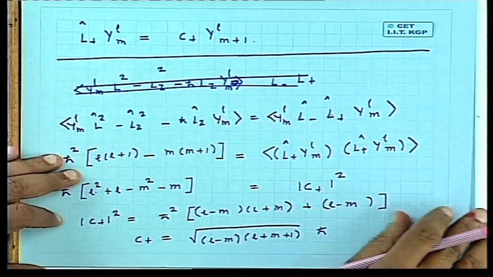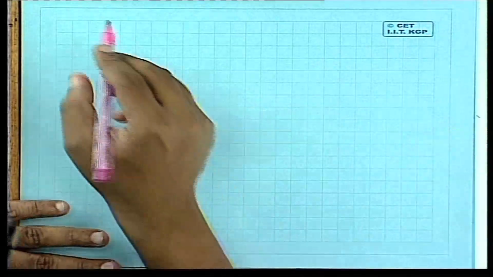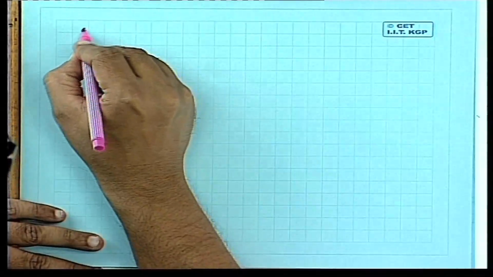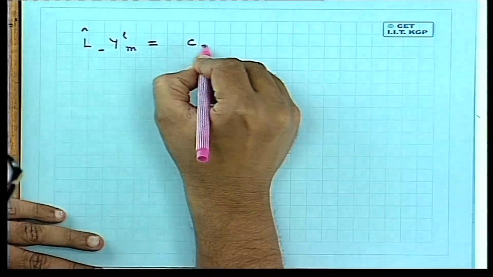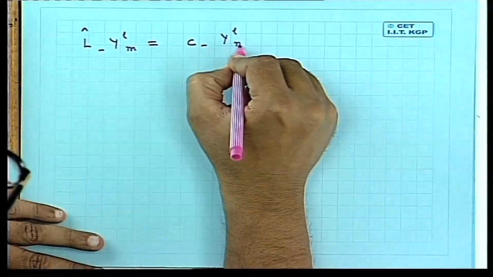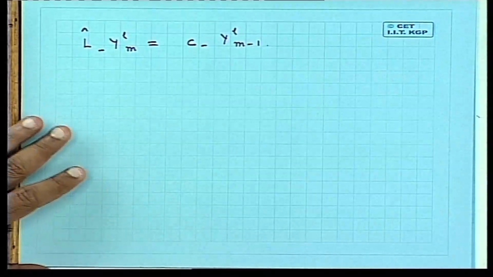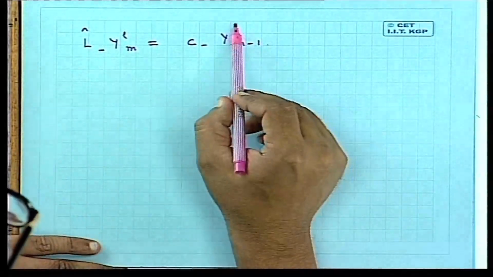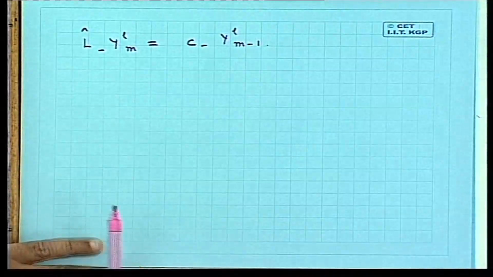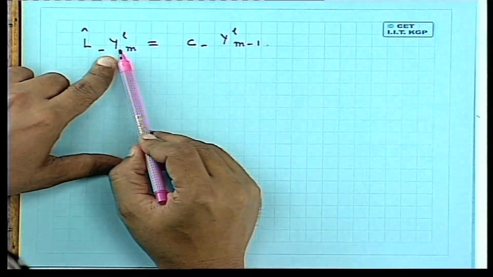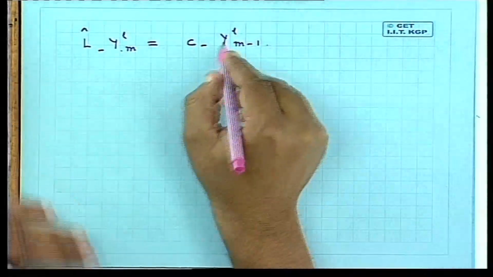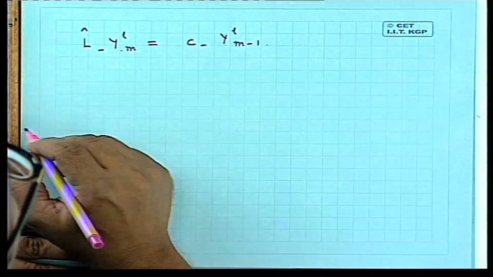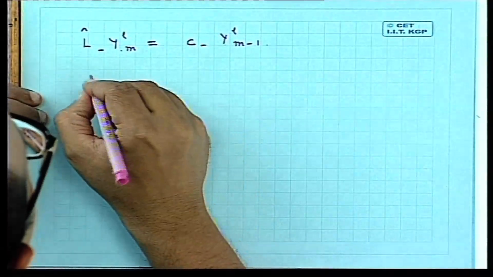Let me also work out what C minus is. C minus is defined as follows: L minus acting on Y_lm gives us C minus Y_l,m minus 1. So if you know Y_lm and you want to work out Y_l,m minus 1, and we want to ensure that both of them are normalized, we need to know this coefficient here. This is worked out in exactly the same way. So let me do it here. It will not take very long.